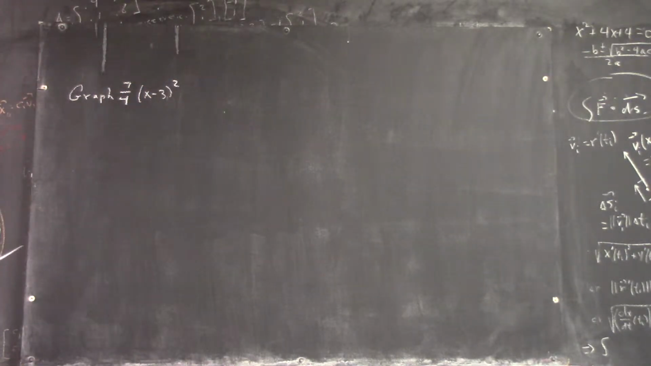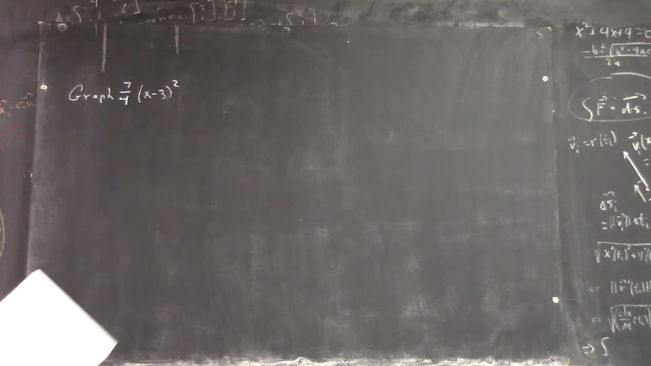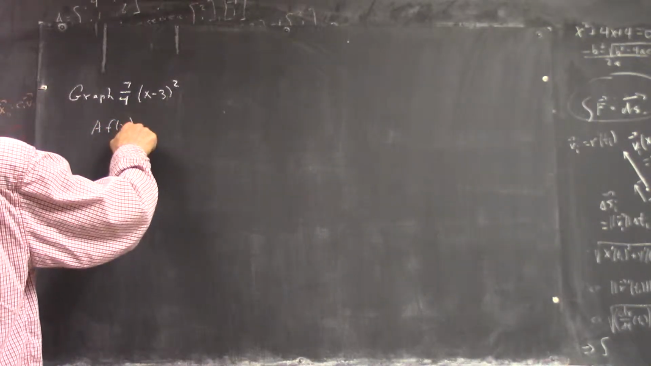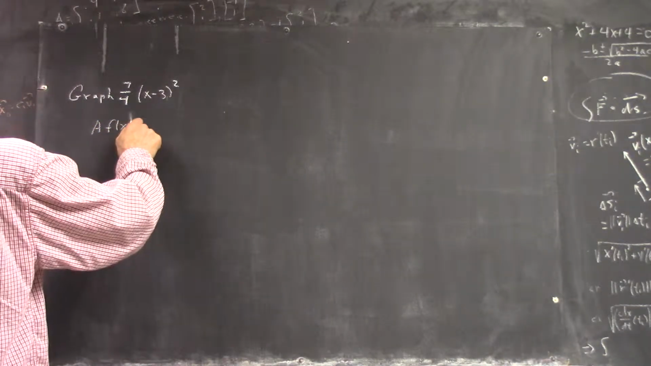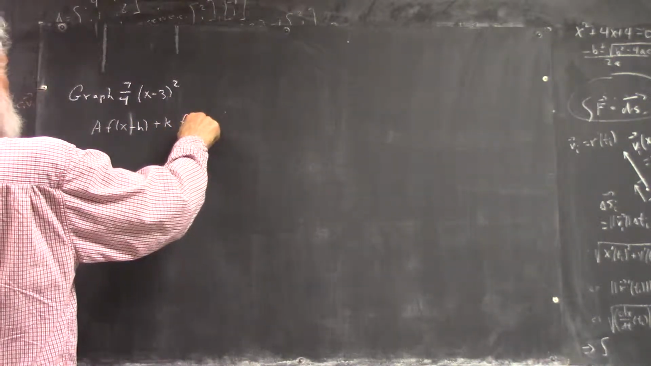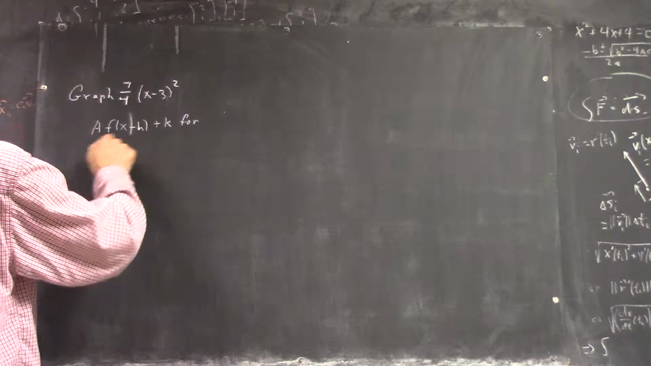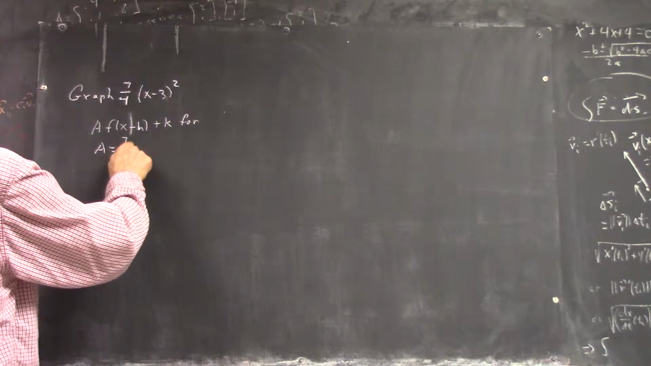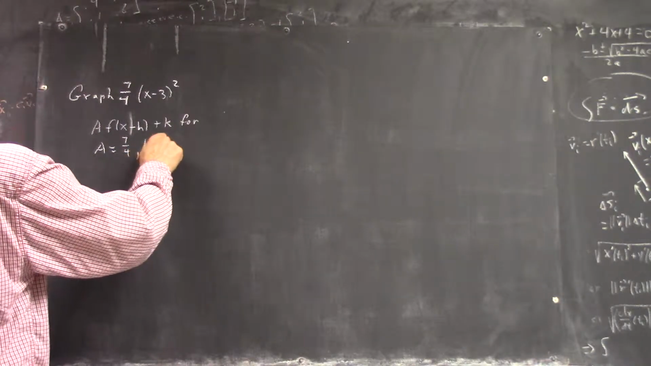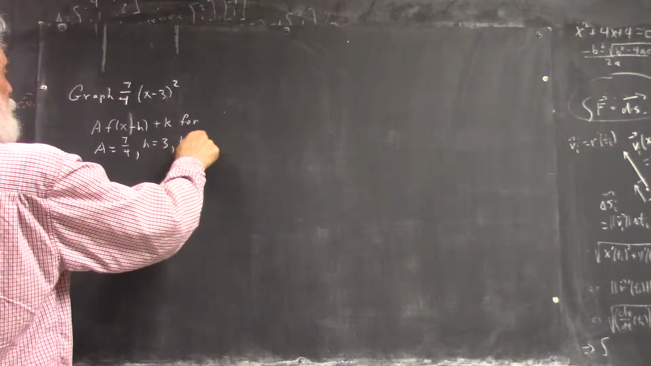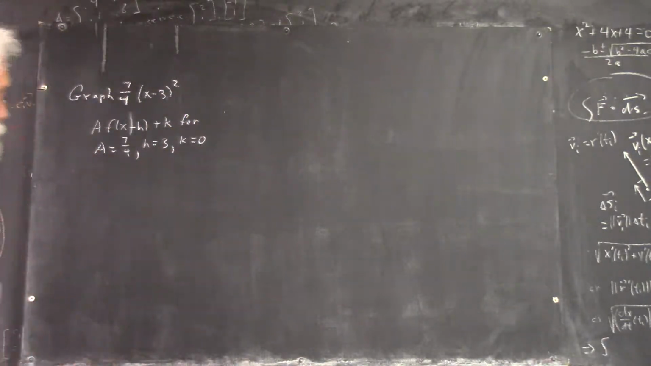How to graph 7/4 times (x minus 3) squared? One way to say this is it's a f of (x minus h) plus k, for a equals what? 7/4. H equals, kind of a no-brainer, 3. And k, we don't have anything out there, so k is 0.